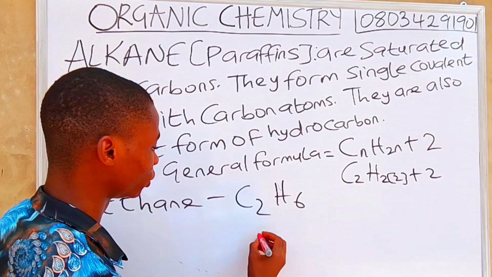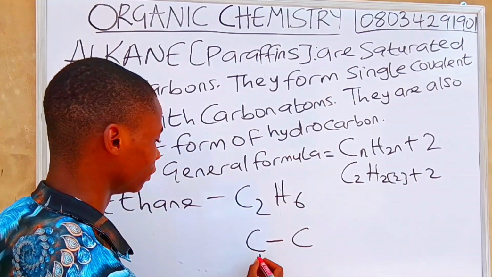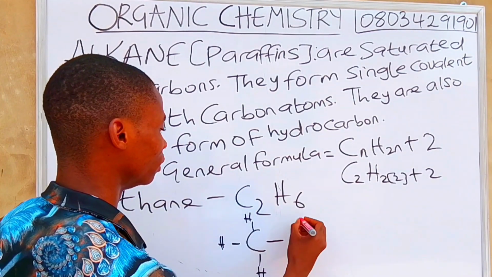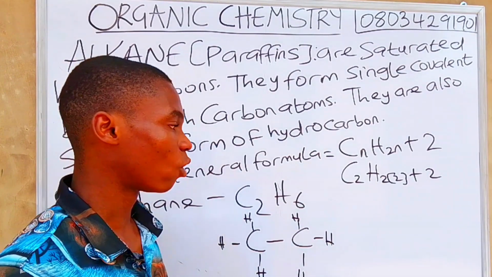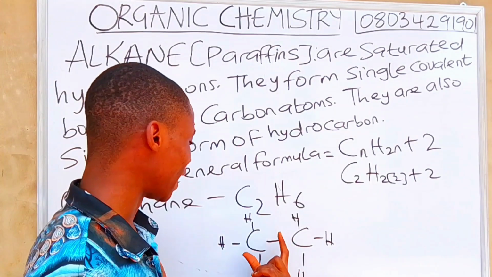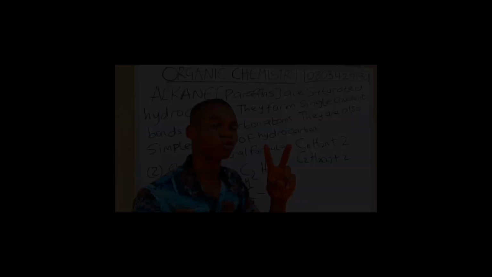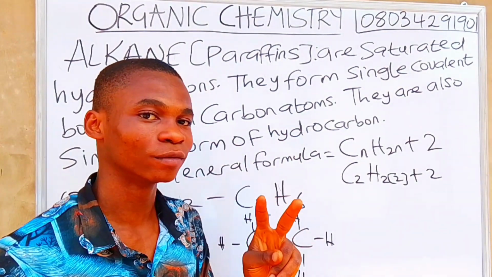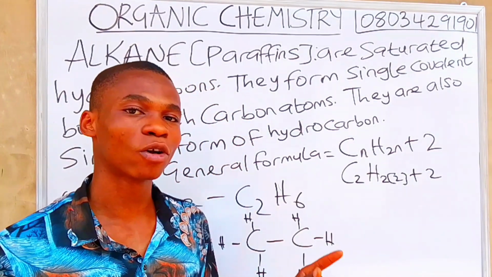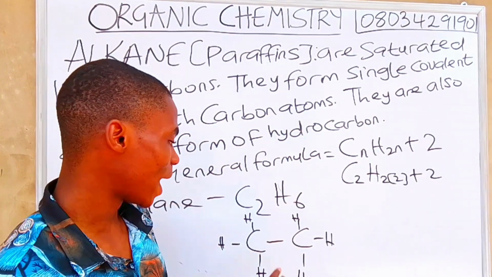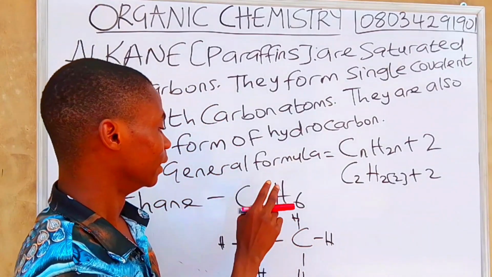So let's draw the structure. We have 2 carbon. Let's fill it with these 6 hydrogen. 1, 2, 3, 4, 5, 6. The first one contained 4 hydrogen, while the second one contains 3 hydrogen for the first carbon, 3 hydrogen for the second carbon. Why? Because of catenation. When 2 carbon bond together, that process is called catenation. Since these 2 carbon already bond together, there is no way the hydrogen will be complete, so each contains 3 hydrogen, making it 6 hydrogen.